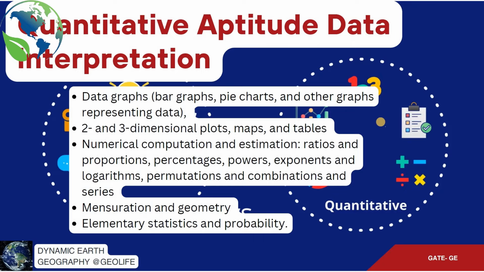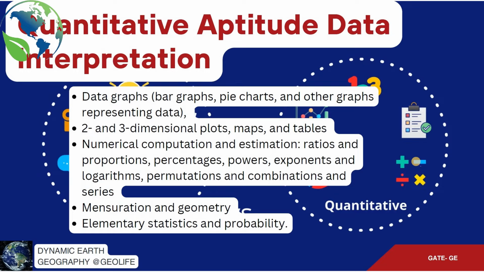In quantitative aptitude and data interpretation, data graphs like bar graphs, pie charts, and other graphs representing data will be asked, and also 2 and 3 dimensional plots like maps and tables. Numerical computation and estimation will cover ratios and proportions, percentages, powers, exponents, and logarithms. Permutations and combinations and series will also be asked in numerical computation.